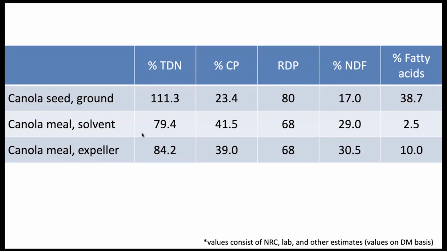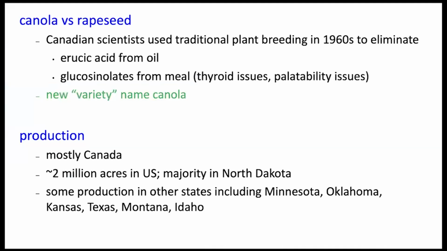If we look at solvent extracted canola meal, which would be the majority of what's out there, about 79% TDN, about 41% protein. If you've seen canola meal pellets, that's what we're talking about in this situation. And then there is a mechanical press process, which is a little higher in energy, a little lower in crude protein, just not very much of that product out there. So canola meal pellets would be the most common, 79% TDN, 41.5% protein on average.